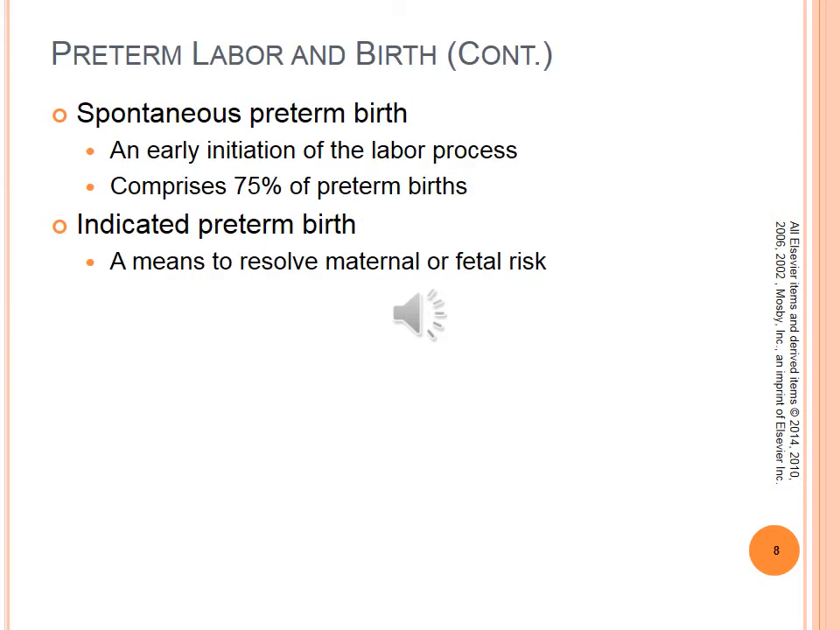Spontaneous preterm birth, an early initiation of the labor process, comprises 75% of preterm births. Indicated preterm birth is a means to resolve maternal or fetal risk. Indicated preterm birth accounts for approximately 25% of all preterm births, and it is indicated because of a medical or obstetrical condition affecting the mother, fetus, or both.